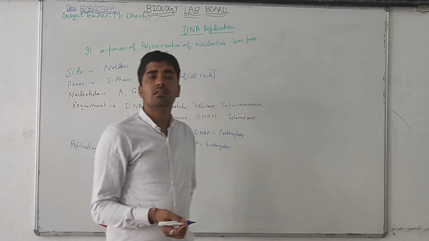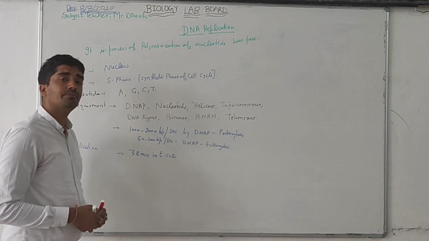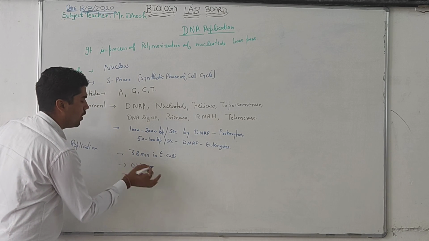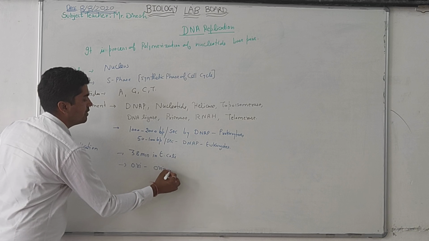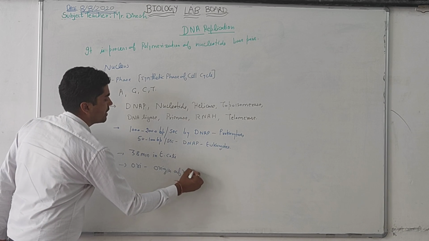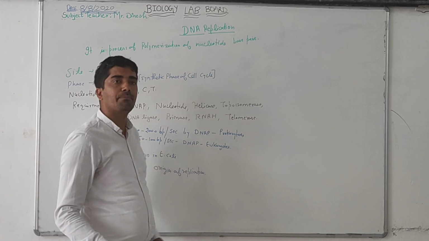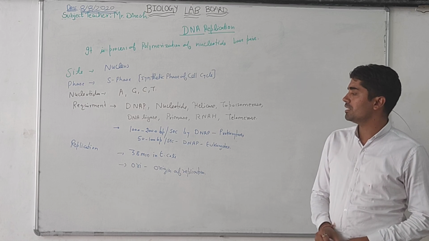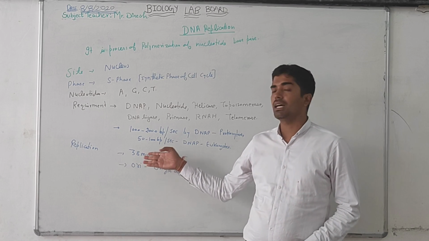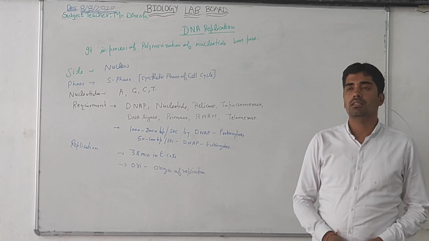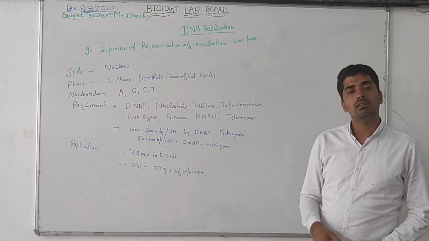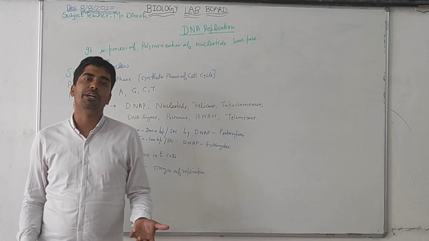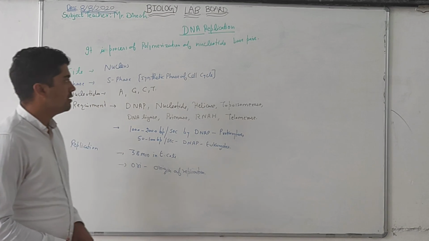This time period is similar in eukaryotes also, because there are a large number of origins of replication, ORI. Origin of replication is a place from where the replication will start. In prokaryotes, it starts from a single point, but in eukaryotes there are a large number of ORIs, hence replication will be very fast in eukaryotes also. Though the process is slow, it starts at multiple points.